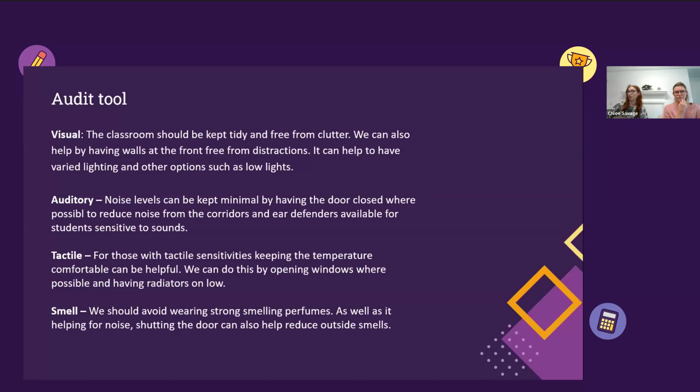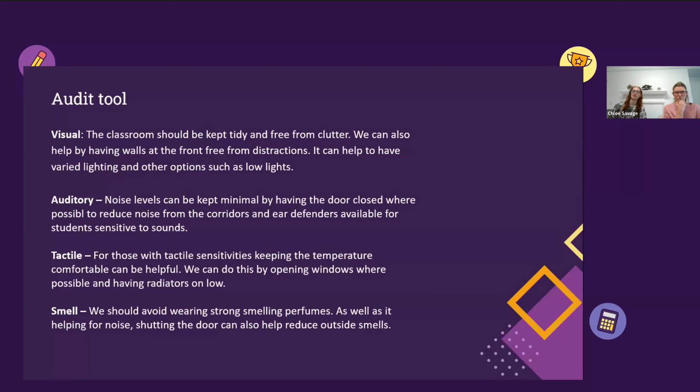Another thing for auditory, so your noise levels, we can try and keep that to a minimum by having the door closed where we can to the classroom to reduce outside noise. We can also have ear defenders available for kids to pick up, and again having clearly labelled drawers where the ear defenders are so they know where they are to get them before they start to get stressed.